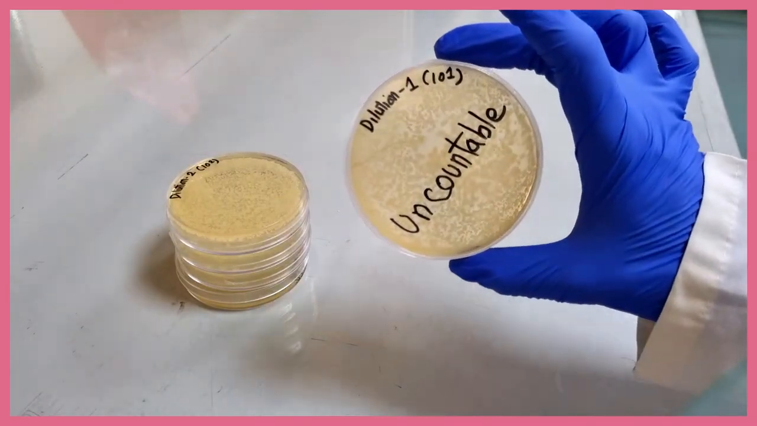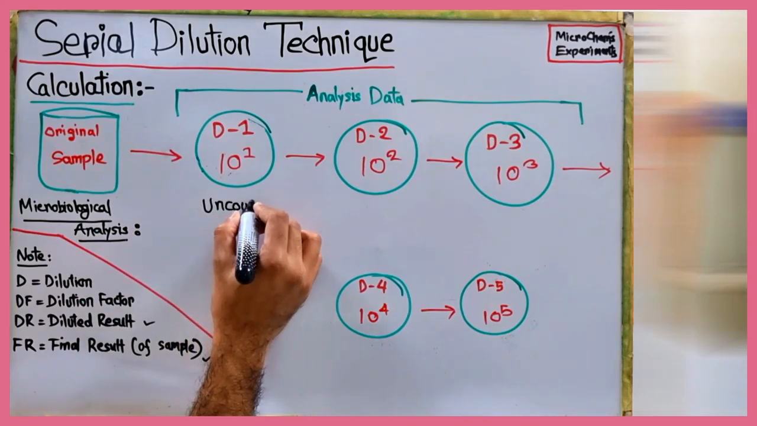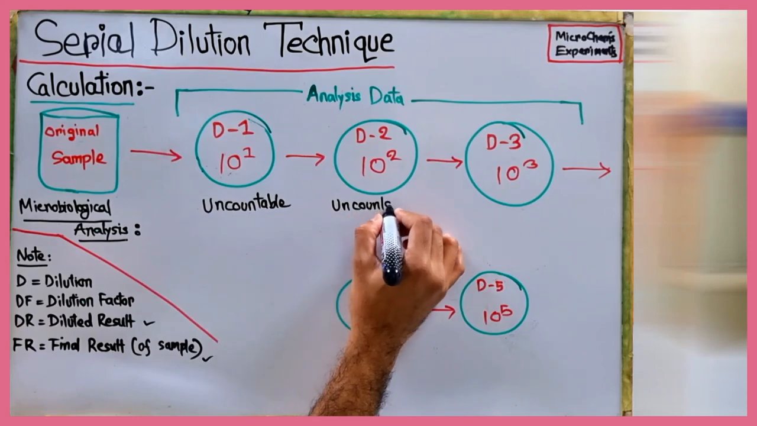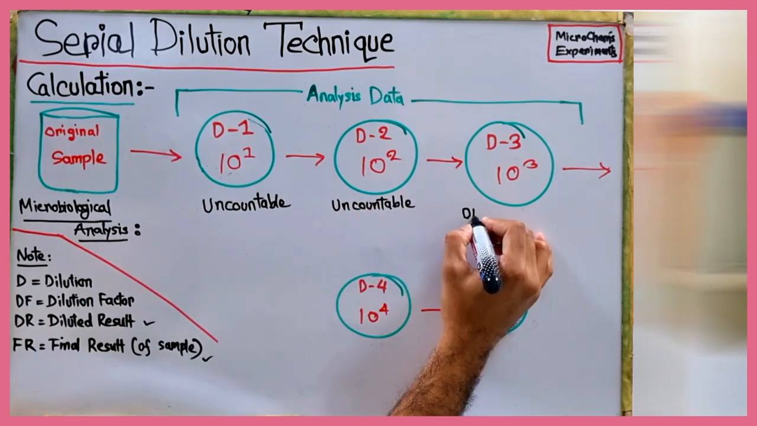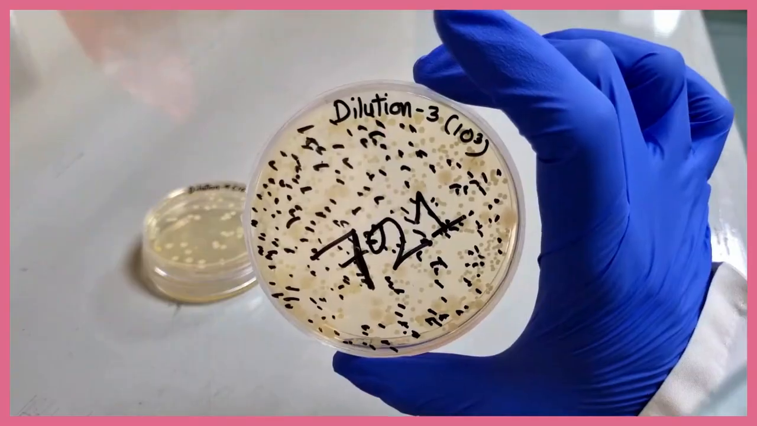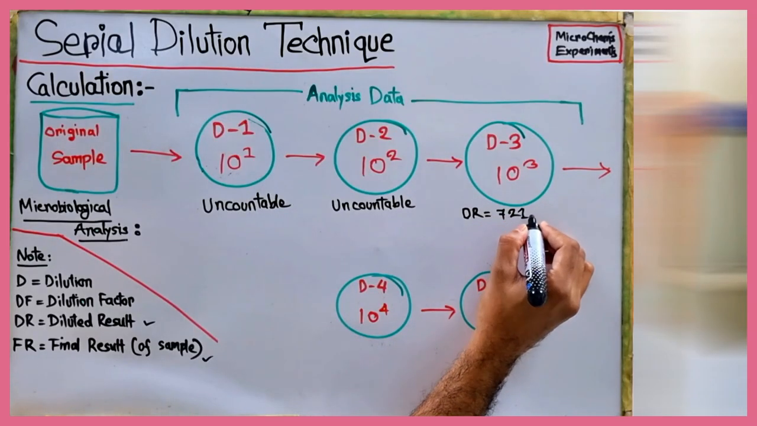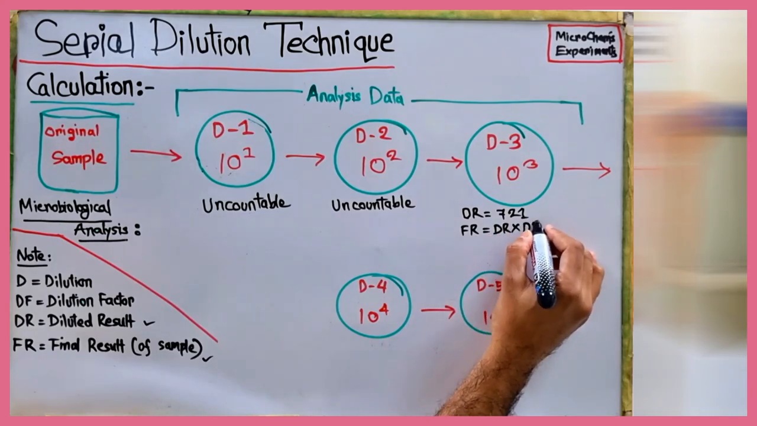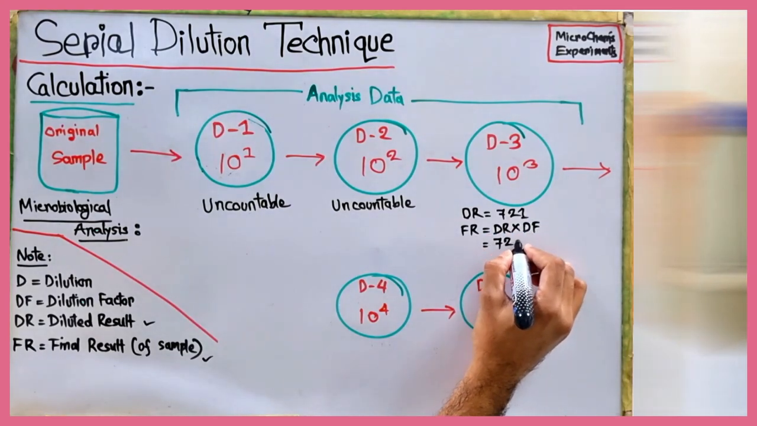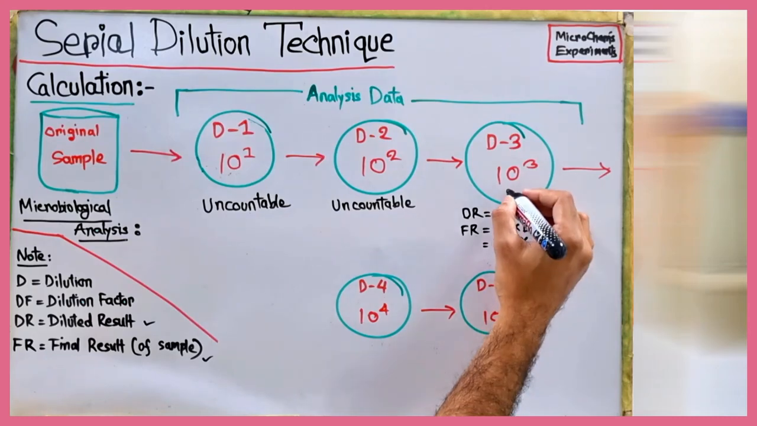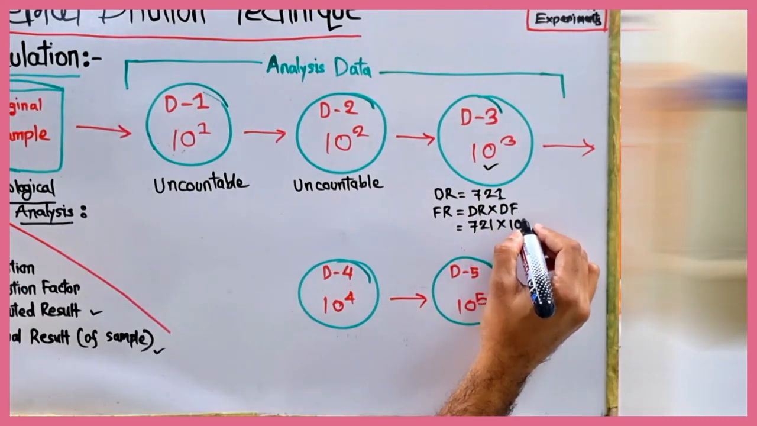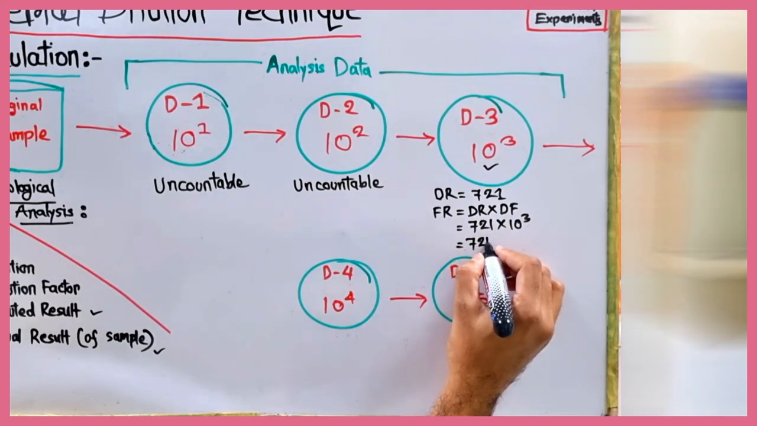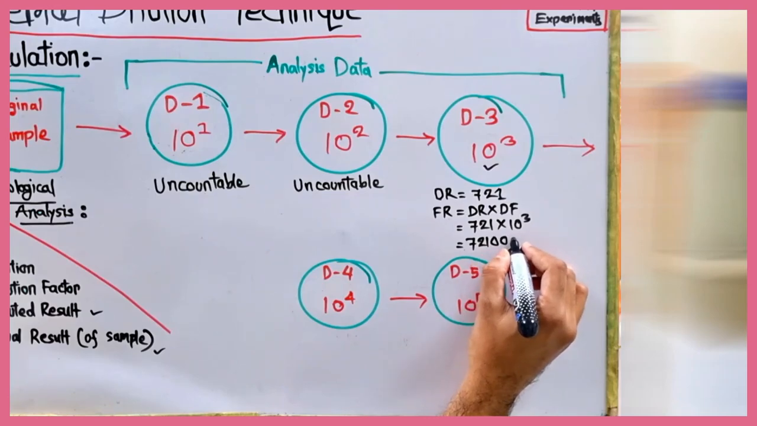We found uncountable number of colonies in the dilution 1 and 2. So we couldn't count the final result from these dilutions. In the dilution 3, we found 721 colony forming units. This is the diluted result of our tested sample. Now we will find the final result of our original sample. Multiply the diluted result with the dilution factor of this dilution point. The dilution factor of this dilution point is 10^-3. By solving the equation, we get the final result is 7,21,000 CFU per ml.